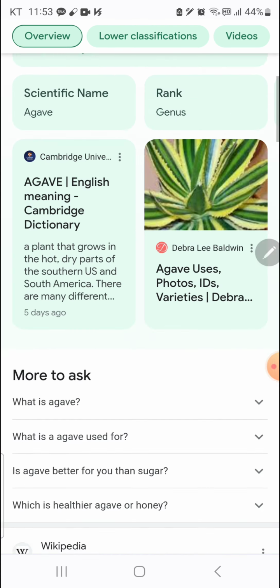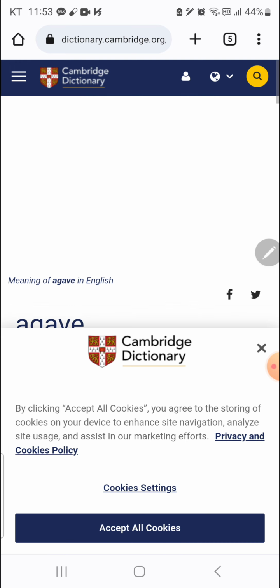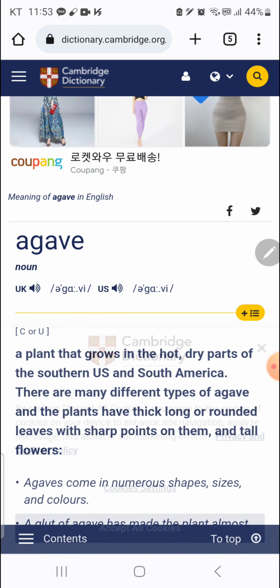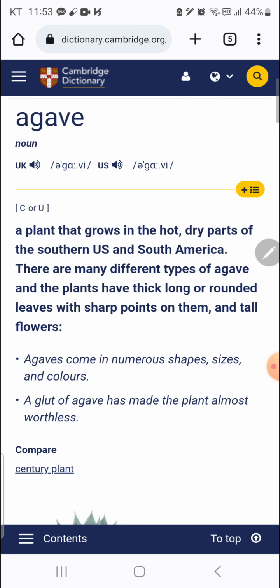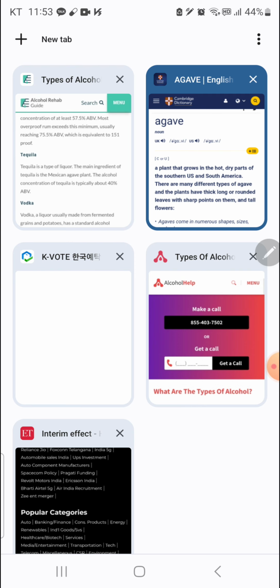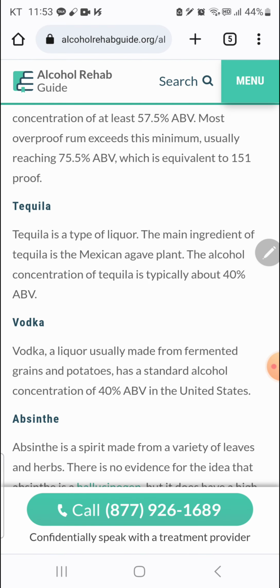How do you pronounce it? Agave. Agave. Agave plant. Got it? Agave.